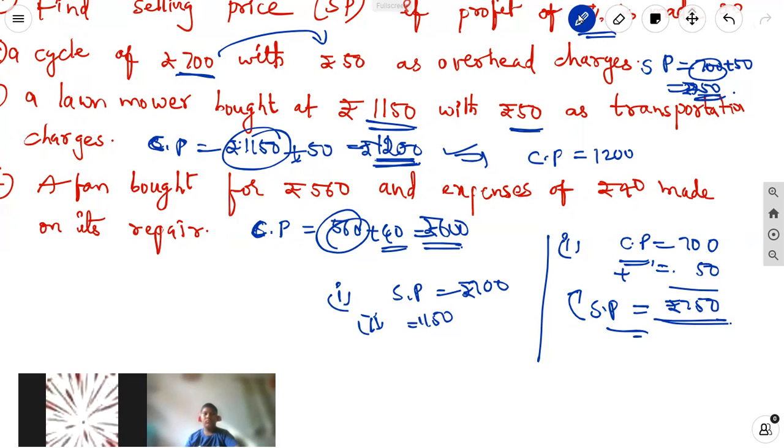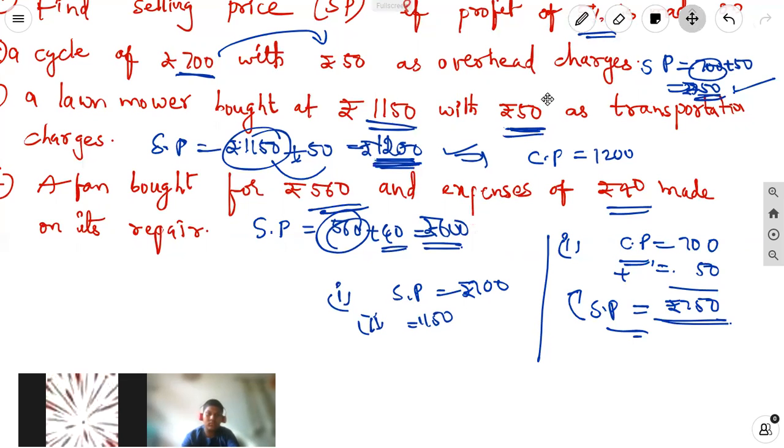Okay, in two cases we can think about it. If we want to sell it after getting the repairing, then the selling price is what we can discuss first, that is 700 plus overcharges, 750 is the selling price. We bought the lawn mower for 1,100 rupees and added the transportation charges. After that we want to sell, meaning the selling price is 1,200. And the fan was bought for 560 rupees, and we put the expenses on the repairing, 600 rupees.